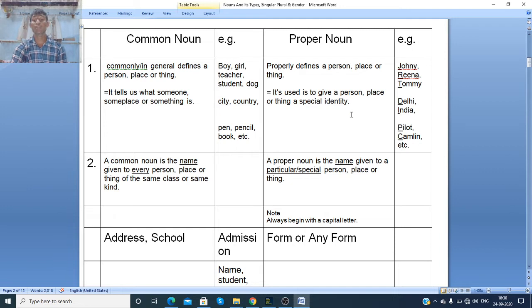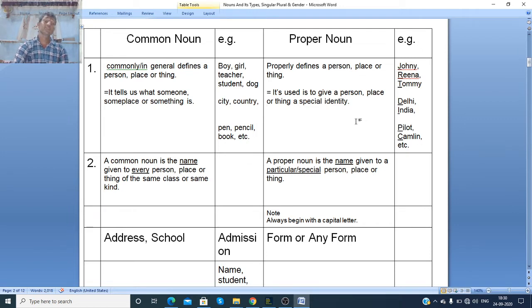And a proper noun gives a special identity to someone. Like someone's name is Zoni, some girl's name is Reena, some animal's name is Tommy, and some city is Delhi, country India, and the name of a pen is Pilot, the name of a pencil is Family. So proper nouns properly define a thing, giving a particular or special name to a person, place, or thing.